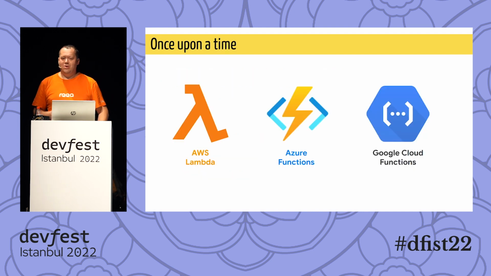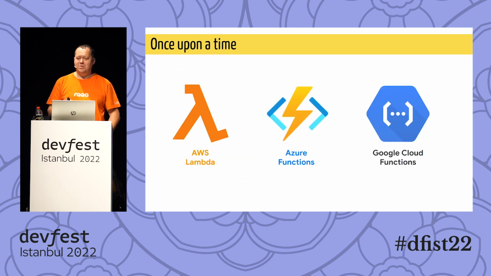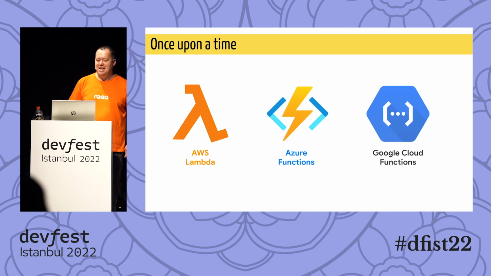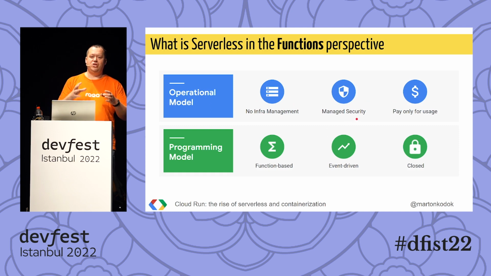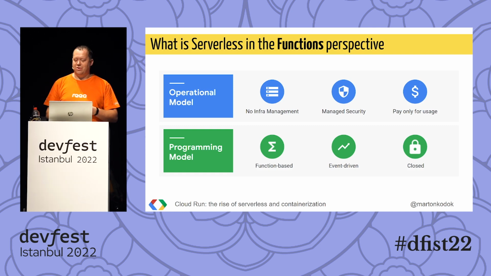Okay, so if we go back a bit in the history, once upon a time, we have AWS Lambda, Azure Functions, Google Cloud Functions. As you see, everything is a function. The serverless operational model for these were actually that no infrastructure, so you didn't need a sysadmin, you had managed security offered on the platform, but you had to do additional steps to ensure that your app is not reachable or it's an unwanted traffic.